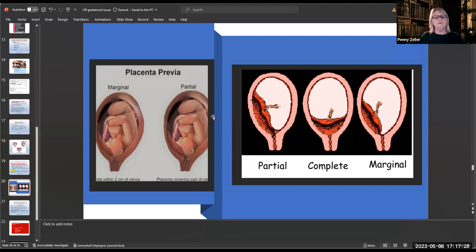So with that, you can see how some of the placenta might be covering the opening, the internal os, and bleeding. That edge of the placenta doesn't have anything to attach to, so it might bleed. So your client's going to have some bleeding during pregnancy. This can occur during the second trimester and the third trimester.